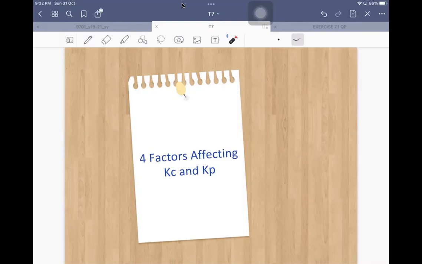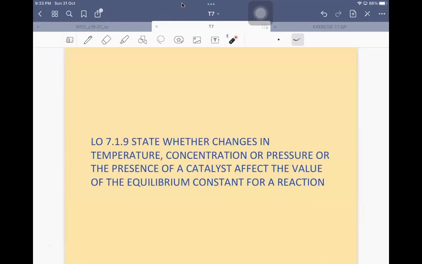Exam questions will be tempted to trick you, and you will be tempted to fall into the trap of thinking that increasing concentration of either your reactant or your product would affect the value of Kc and Kp, because they are numbers, and you expect if you play with the concentration, then the Kc and Kp will also change. And that only happens to temperature. Okay.